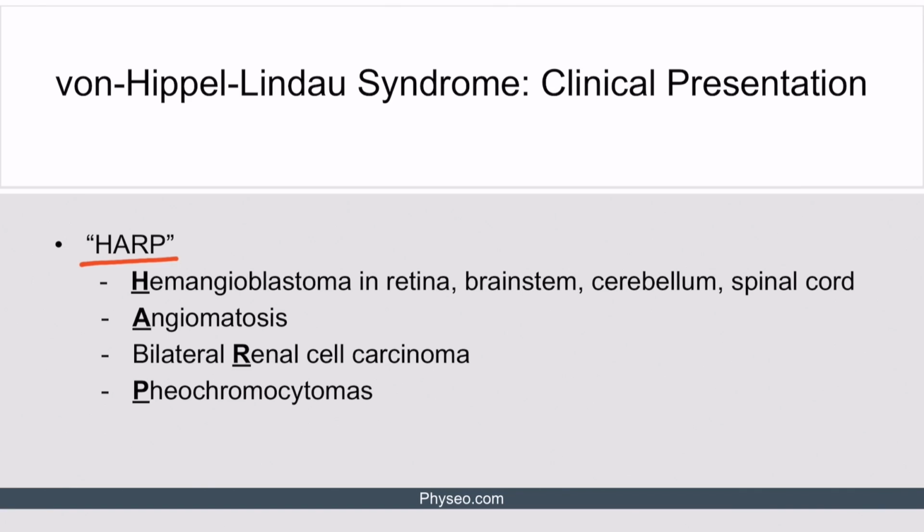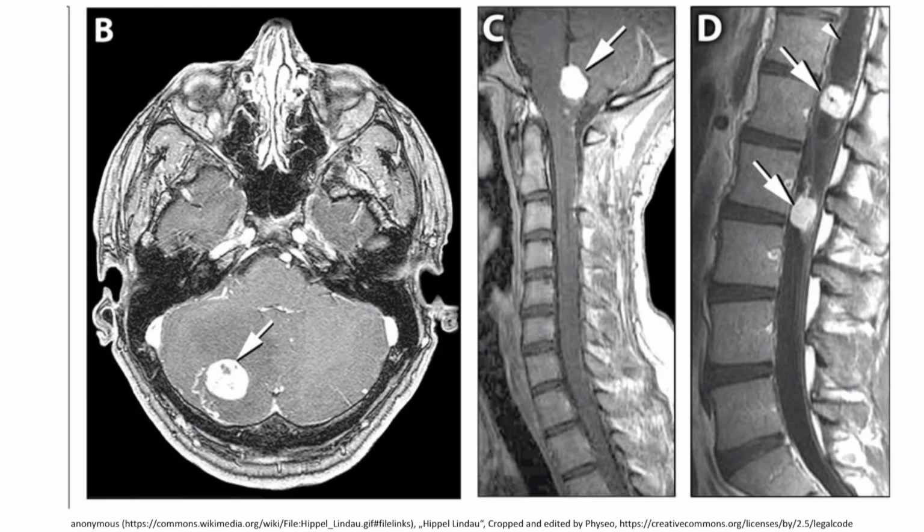Von Hippel-Lindau syndrome is also characterized by bilateral renal cell carcinoma. Finally, pheochromocytomas are prevalent in these patients. This is an MRI image of the spinal cord and brain showing hemangioblastomas in a patient with Von Hippel-Lindau syndrome. Hemangioblastomas appear as hyperdense circular structures on imaging.